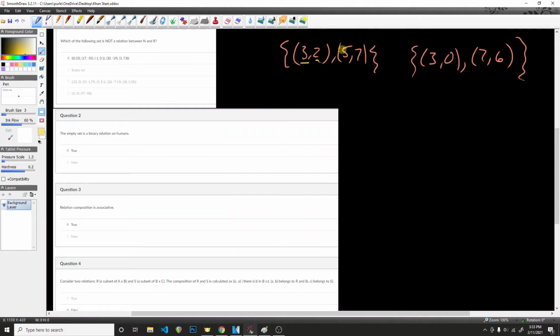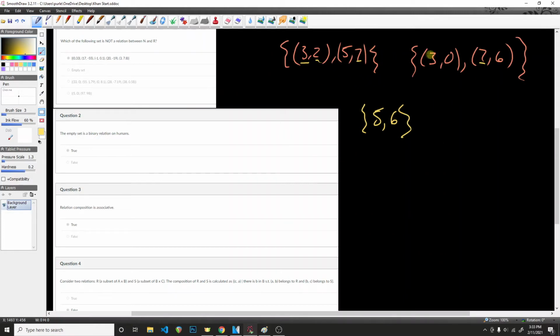However, here we can see we have a 5 being mapped to a 7. We look over here, we see that we have a 7 and a 6. So therefore, the composition here is going to be (5, 6). All we're really doing is looking at this number and seeing if that number is in this set as the first element of a pair, and then replacing it with the second number. And we do that for every number.